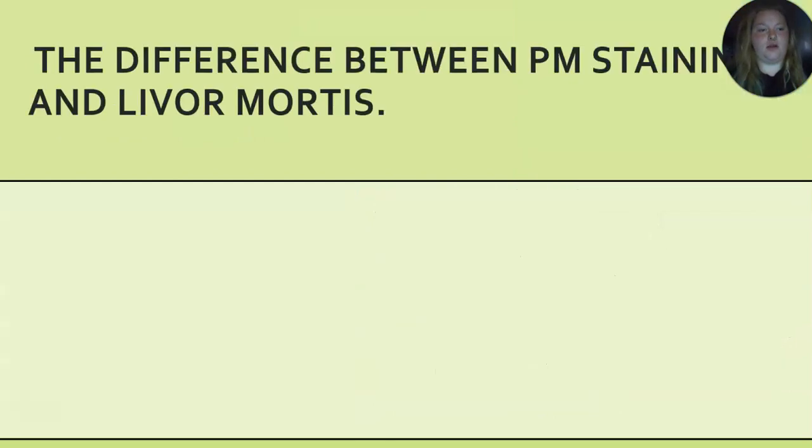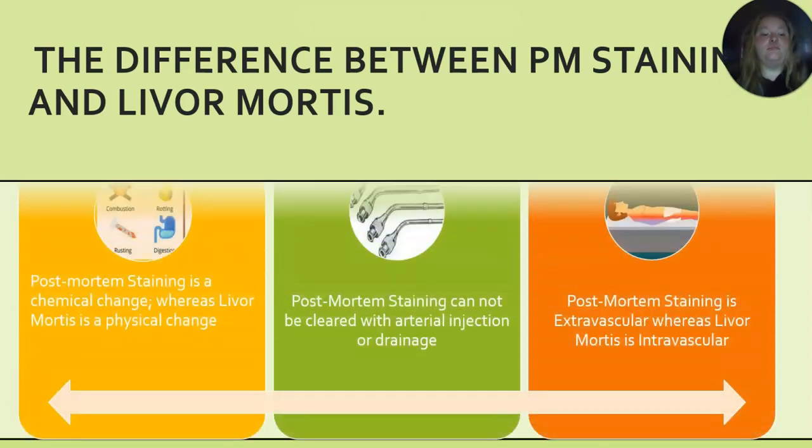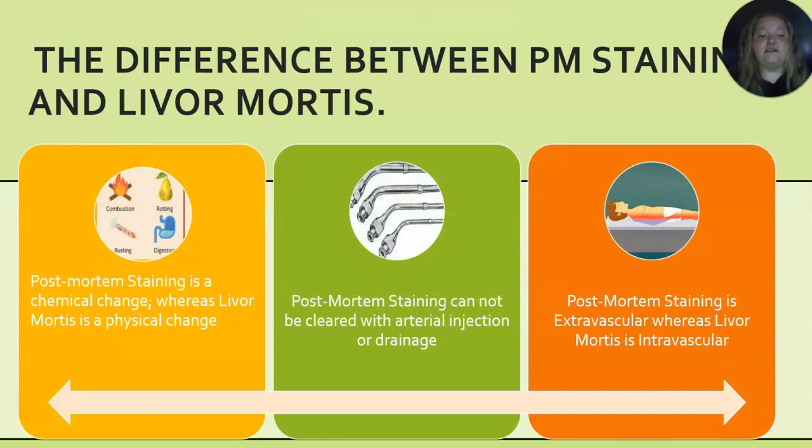There we go. Alright. The difference between PM staining, postmortem staining, and livor mortis. So postmortem staining is a chemical change, whereas livor mortis is a physical change. Just put some chemical changes up here. So rotting, that is a chemical change. Postmortem staining cannot be cleared with an arterial injection or drainage. Postmortem staining is extravascular, whereas livor mortis is intravascular, meaning that the arterial fluid can get into the veins, whereas with extravascular, the fluid cannot reach those parts.